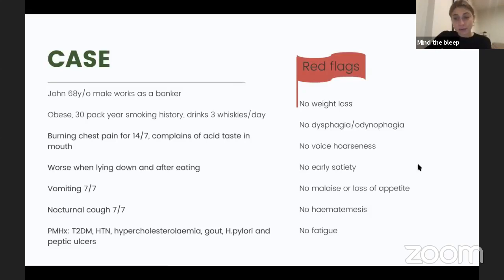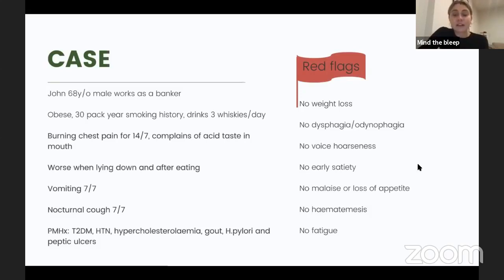And as previously mentioned, he's been vomiting for 7 days and has had this cough at night for 7 days. He's never had anything like this in the past. His past medical history includes type 2 diabetes, hypertension, high cholesterol, gout, Helicobacter pylori infection, and peptic ulcers. Very importantly, the symptoms on my right-hand side of the screen, the patient does not experience.